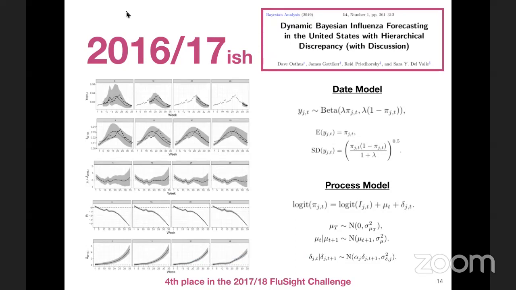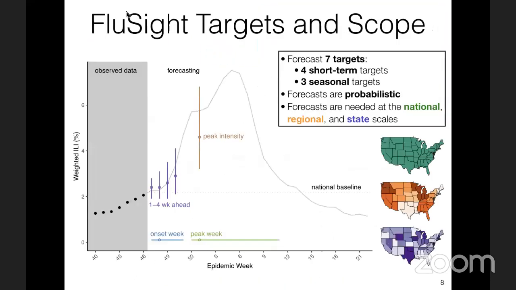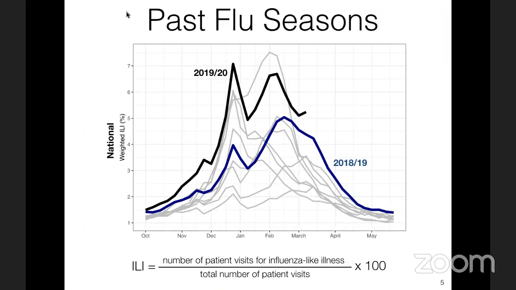Both mu T and delta T have a reverse random walk assigned to them. So it is conditioning on the future week to go back. And the reason we do this is shown back here with the data.